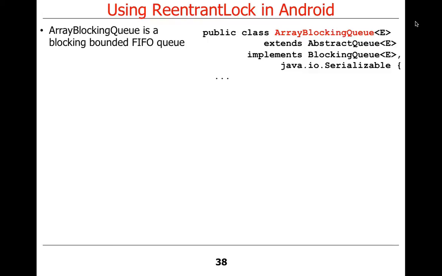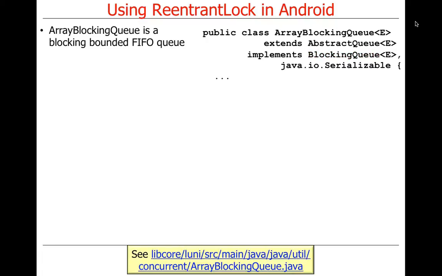And how do we know it's a bounded blocking FIFO queue? Well, ArrayBlockingQueue extends something called AbstractQueue, which gives it its queue operations, and it implements the BlockingQueue interface, which gives it the ability to do these blocking operations like put and take. And you can look at the source code.